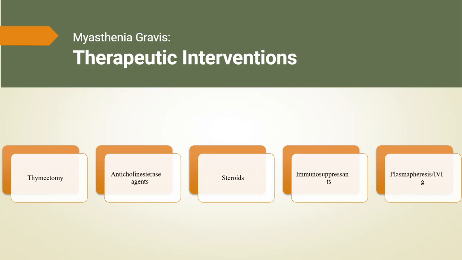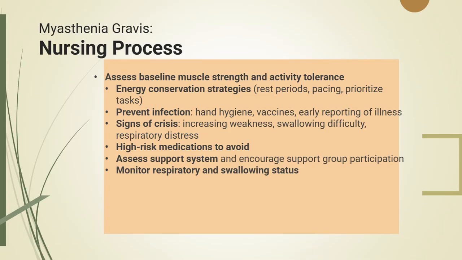As nurses, understanding how each treatment works helps us support patients through medication administration, monitoring, education, and early identification of crisis symptoms. When caring for a patient with myasthenia gravis, our nursing priorities focus heavily on activity intolerance, energy conservation, airway protection, and early recognition of crisis.